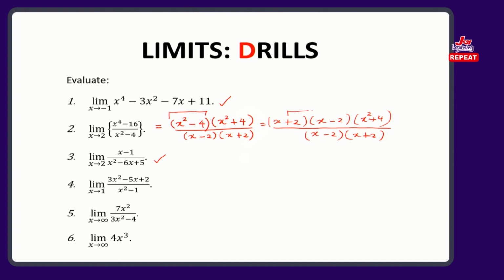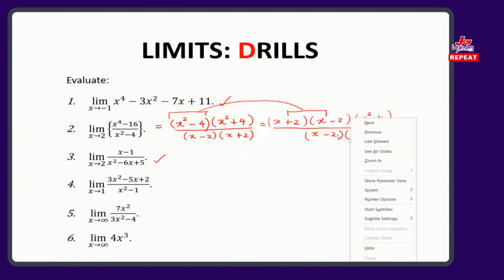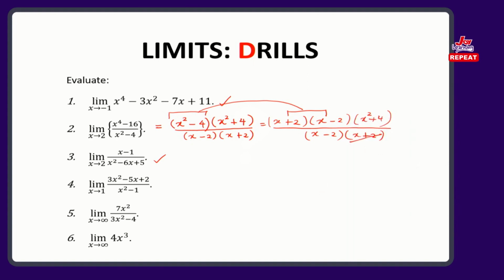That is because these two were like this. And so we can take out x plus 2. One minute. We can take out this, and sorry, not that, I meant this. So this goes, and we are left with this, and this goes as well. So we are left with x squared plus 4, and we can substitute 2 in there. If we do, we would have 8 for the answer. So generally, we would have such situations. Let's check question 4.